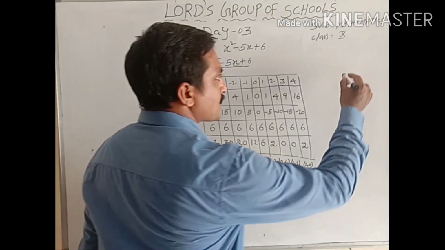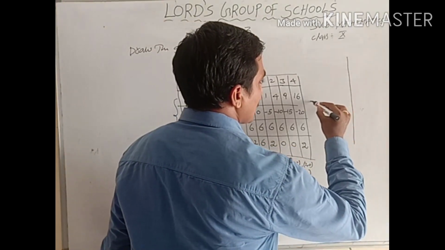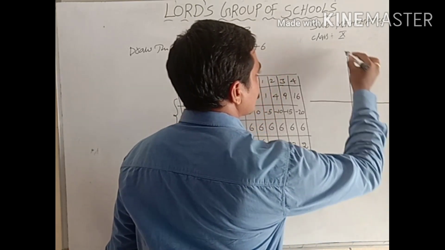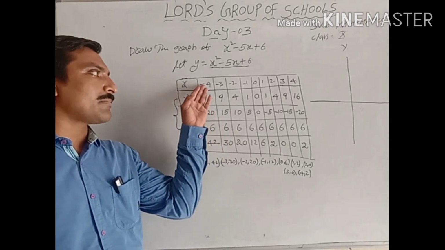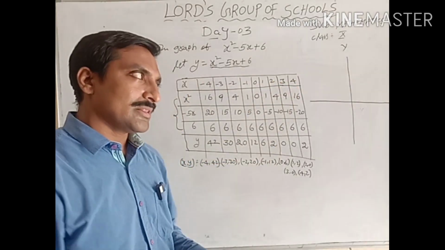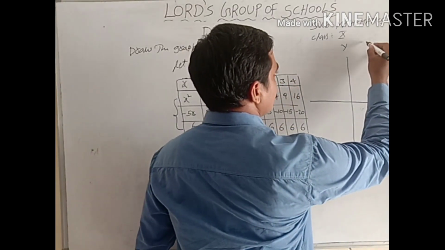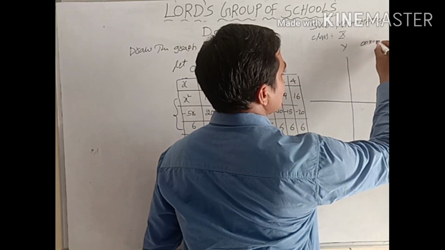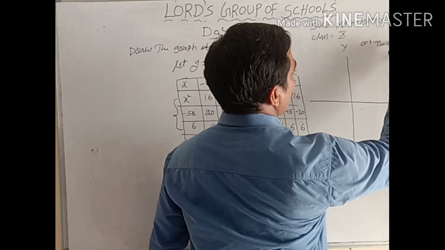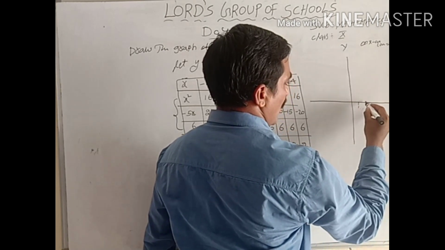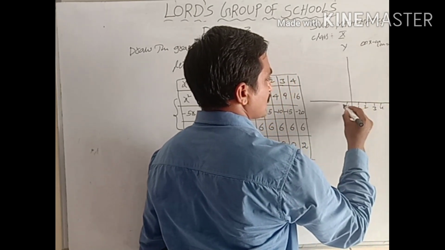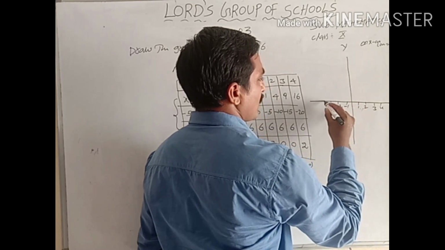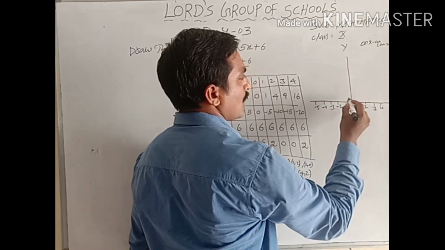Now take a graph sheet. Draw the x-axis and y-axis. You have to observe the x values; the maximum you are taking is minus 4 to plus 4 only. Then you have to write the scale on the x-axis: 1 centimeter is 1 unit. 1, 2, 3, 4, 5. Minus 1, minus 2, minus 3, minus 4, minus 5.